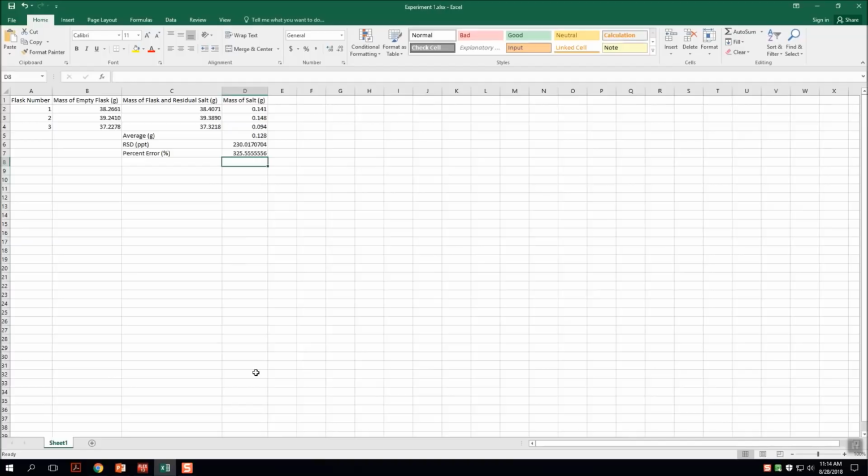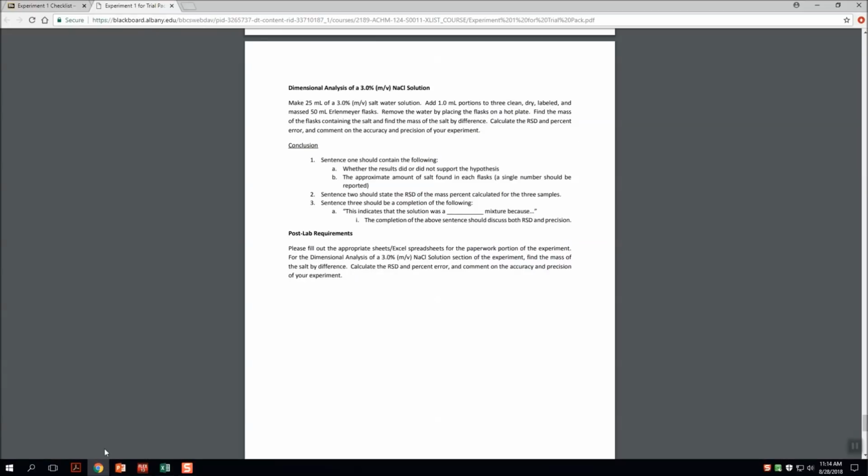The results didn't closely fit the hypothesis. Remember, we hypothesized we'd get 0.03 grams. So the results did not significantly fit the hypothesis because on average we saw 0.128 grams of salt in the 3 flasks. So we did not fit the hypothesis because we're nowhere near 0.03 grams. And this is relative. You could ask, what is near 0.03 grams? It depends, so use your judgment.